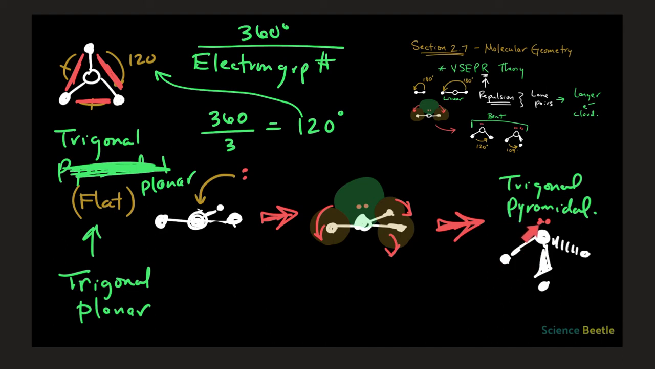Now, if we take this lone pair here and replace it with an atom instead, you'll see that that particular structure resembles this structure here. You've got one going backwards, and so this particular structure is called the tetrahedral.